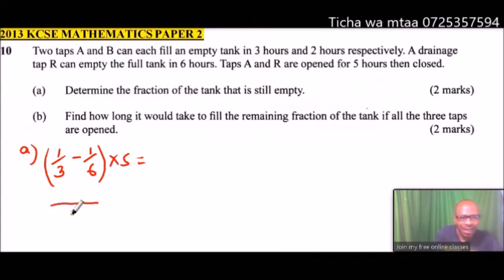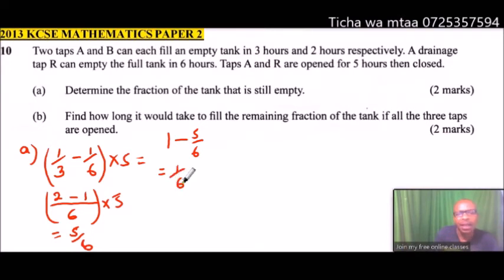Okay, you can get the LCM here. It is 6 divided by 3 is 2, minus 6 divided by 6 is 1, times 1 is 1, and this you multiply by 5. This is 1/6, and when you multiply by 5, you get 5/6. So we take 1 as when the tank is full. You subtract the water that was in the tank to get the empty part, and this will give you 1/6. So 1/6 of the tank was the part that was empty.